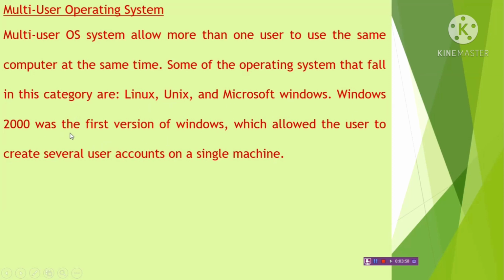Windows 2000 was the first version of Windows which allowed the user to create several user accounts on a single machine. You must have seen that in one computer many accounts are there: teacher, student, sometimes guest. So many accounts are there, and you can connect to whichever account you want and do your work independently. That means in one machine many users can work at a time.